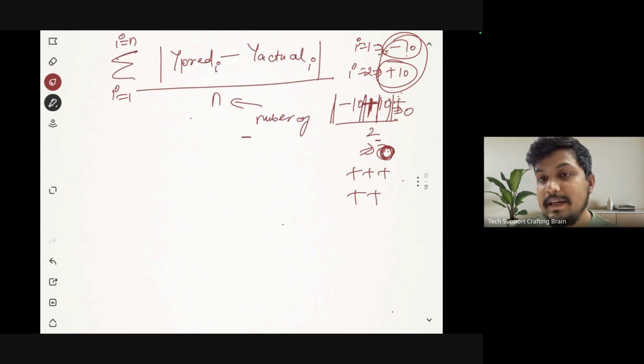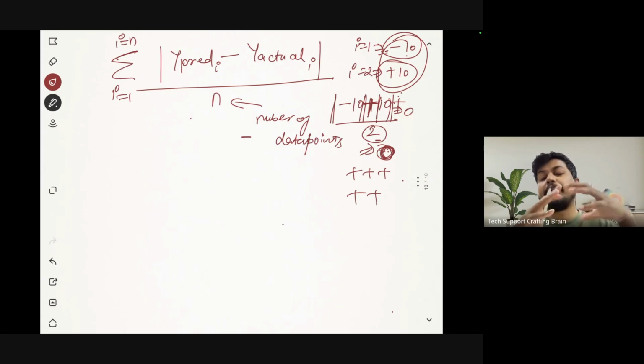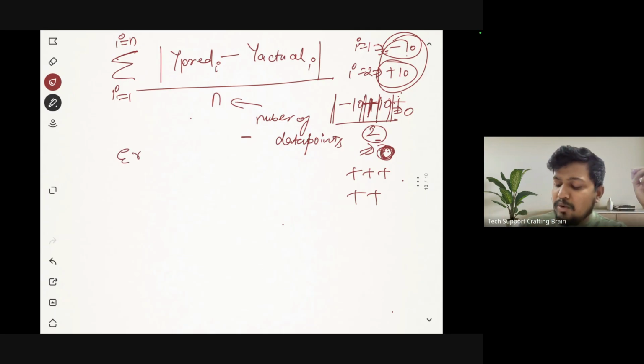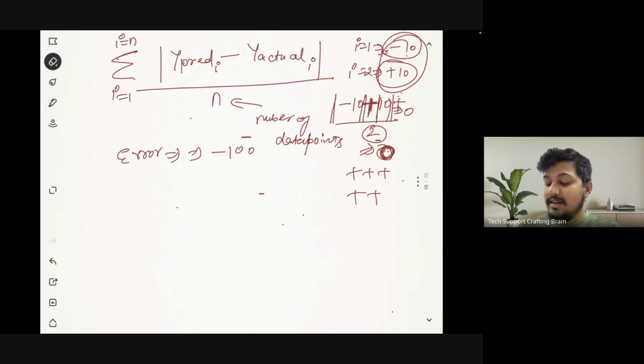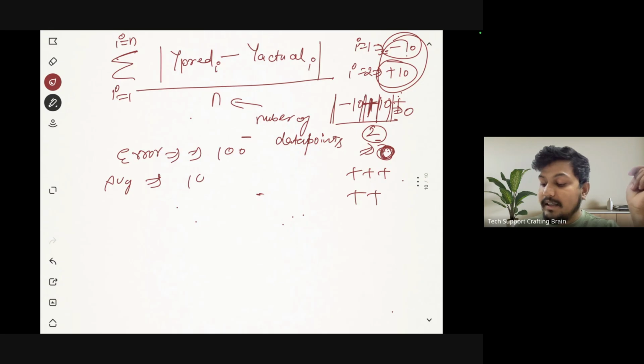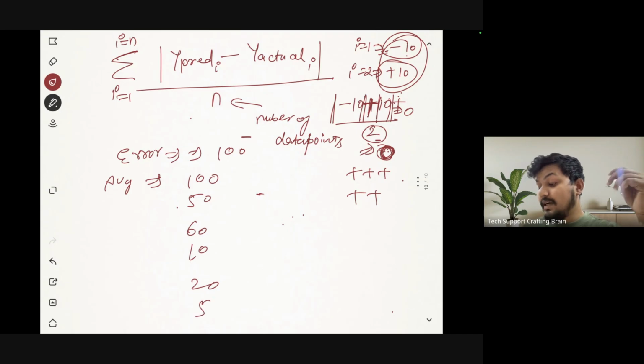Here the number of data points was 2, so it would become 2 right now. If the number of data points is 1000, then the n value becomes 1000. This is how you calculate the error actually. Suppose you are able to calculate 1000 errors. You will not get negative values because you already use modulus. You are getting 100 as an error. Average error, you are getting 100, you are getting 50, 60, 10, 20, suppose 5, 90.